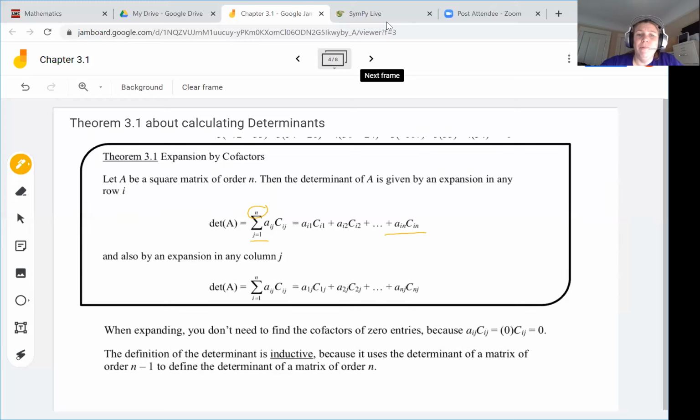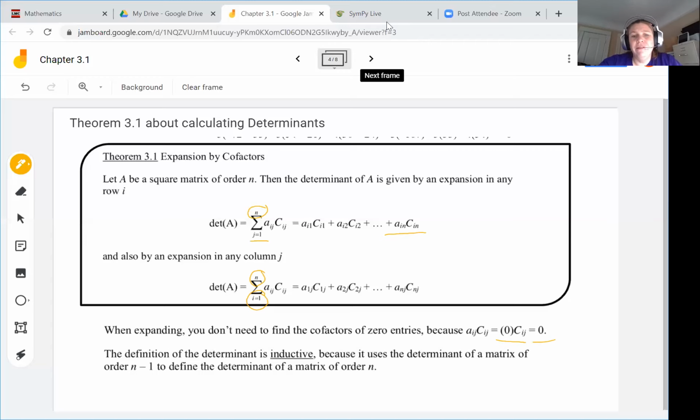And then you can also do the expansion on any column j. So you would pick your column and then start at row equals 1 all the way up to row equals n, and do a similar expansion for that given column. When you're expanding, you don't need to find the cofactors of the 0 entries, because if you've got a 0 for your coefficient, 0 times the cofactor just gives you a 0. So if a_ij is 0, 0 times our cofactor is just a 0. That can help save time, especially for triangular matrices.